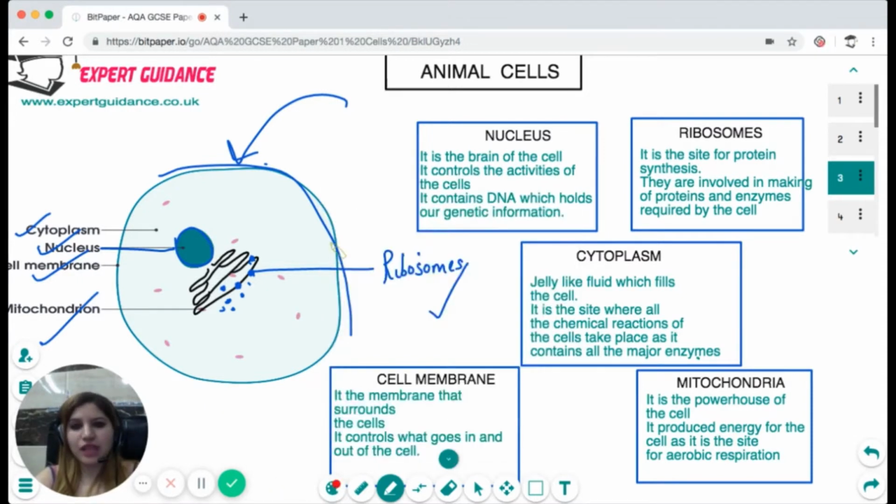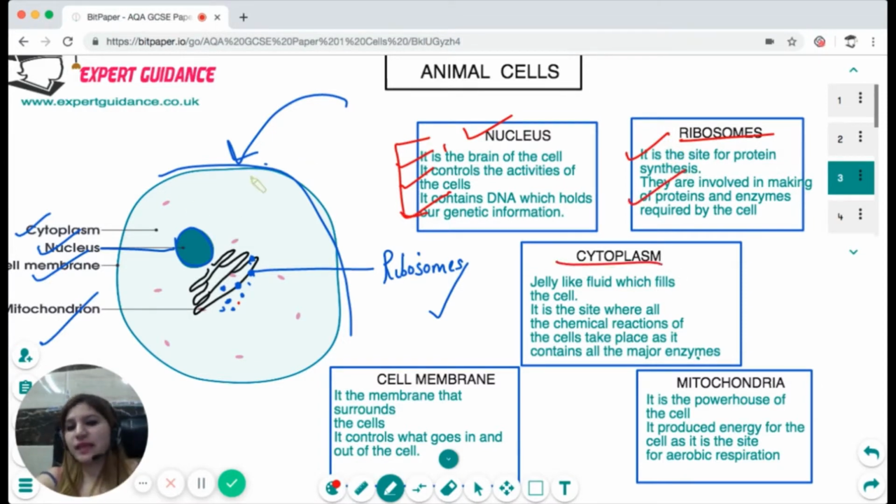So the first is the nucleus. It is the brain of the cell, because it controls all the activities. It controls what is happening inside the cell, and it also has your genetic information as it contains the DNA. So you should know all these three functions of the nucleus. Next are the ribosomes. Ribosomes are the site for protein synthesis. The cell needs proteins for its functioning, and enzymes are also proteins. So ribosomes make the proteins and enzymes which are required by the cell.